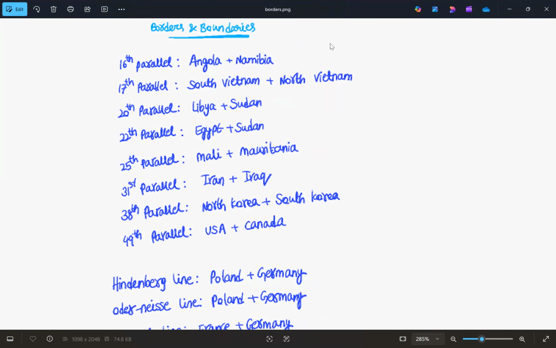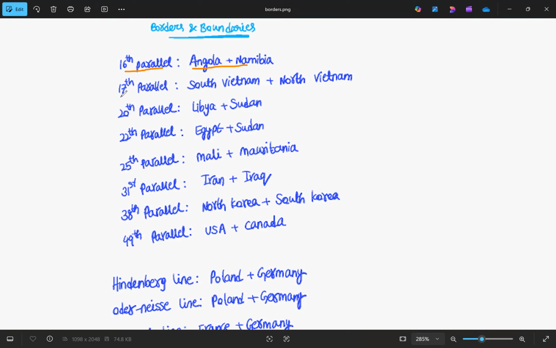So in this video, we'll cover international boundaries and borders, which often mark zones of historical conflict or political tension. Regarding that, we are covering some of the important boundaries. Under the first one is the 16th parallel. The 16th parallel is the international border between Angola and Namibia. Angola and Namibia are in the African continent, and they are separated by which boundary? That is the 16th parallel.